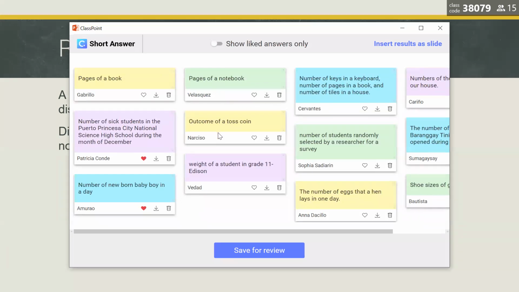Ayan. Outcome of a toss coin. It can be. Very good. Kasi nga pwede anong klase? Kasi head or tails, 'di ba? Weight of a student in grade 11 Edison. Sige, Princess Ira, if I would ask you, pwede bang bilangin yung weight?